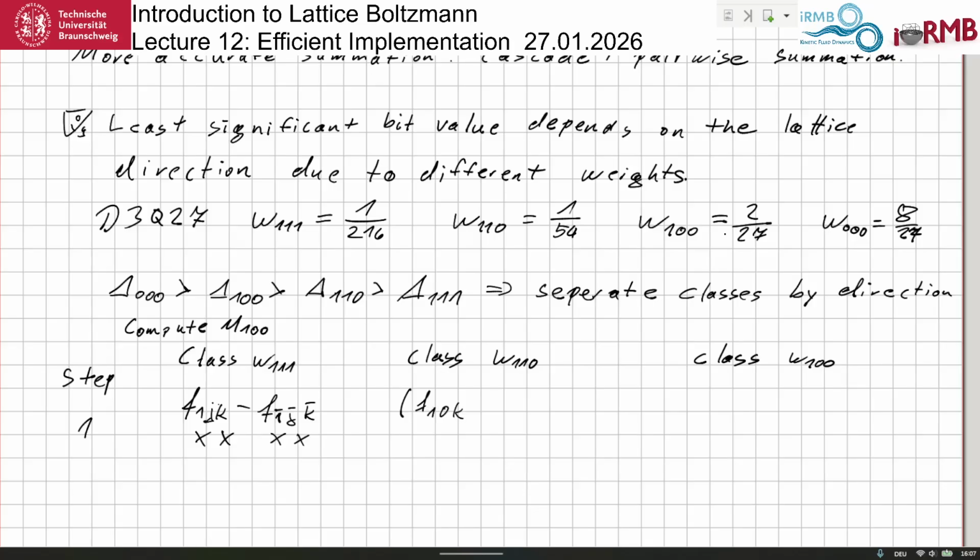So f10k minus f minus 10 minus k, and also we have here in the same class f1j0 minus f1 minus j0. And of these we have 2 permutations, and here also 2 permutations. And in the last class we have f100 minus f minus 100, out of which there is only 1 permutation.